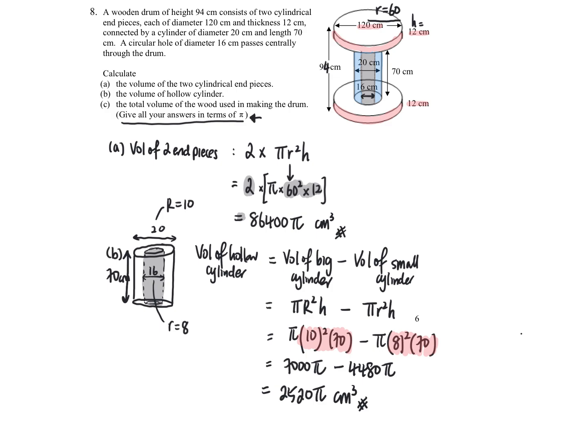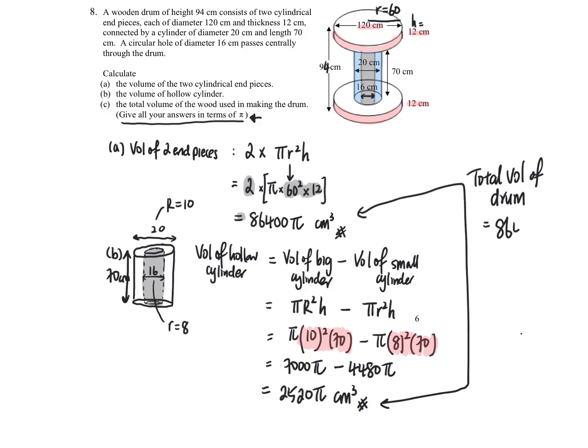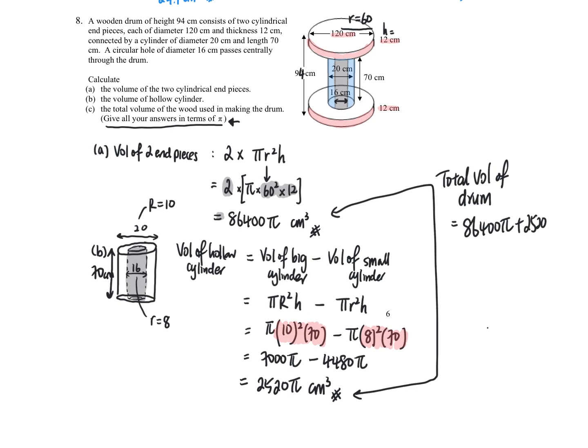Okay, so what is the total volume? You add them up. So total volume of the drum would be your 86400 pi plus your 2520 pi. Okay, so this is the answer. They like you to leave it in terms of pi because the answer is very neat, rather than you rounding off here and there, but this is the neatest.